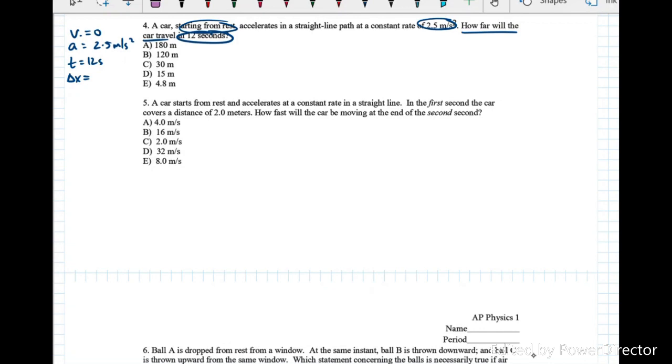So I want an equation that has initial velocity, acceleration, time. I'm looking for delta x. We're going to use that third equation again. What's nice is I don't have to do any algebra. That goes away because the initial velocity is 0. So delta x is equal to 1/2 times the acceleration of 2.5 meters per second squared times time squared. Plug that in and the delta x comes out to be.